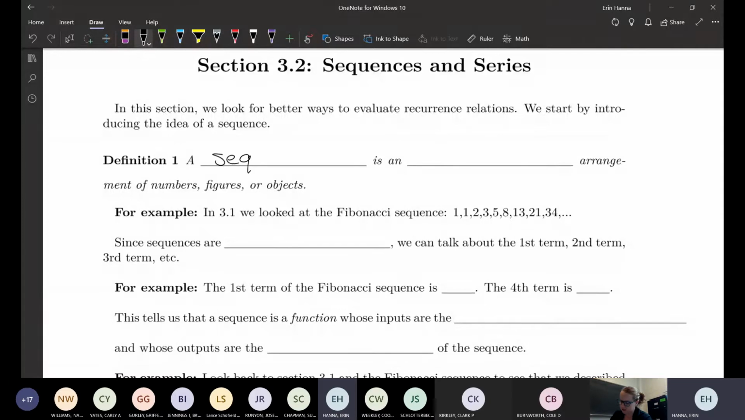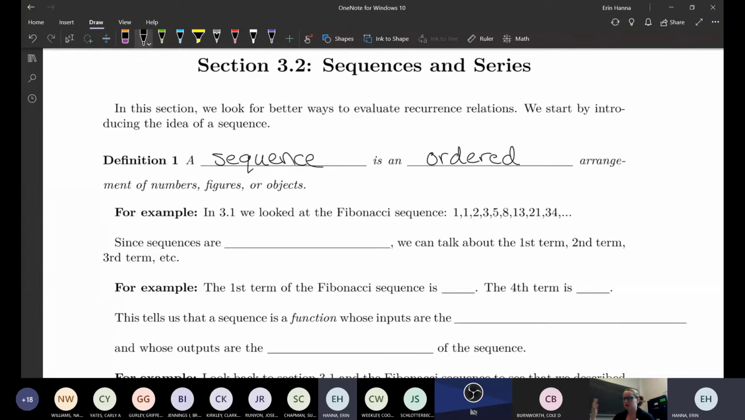A sequence is an ordered arrangement of numbers, figures, or objects. Unlike a set, which doesn't have to be in a particular order, for a sequence the order it's in is the correct order. You can't really move the elements around at all.